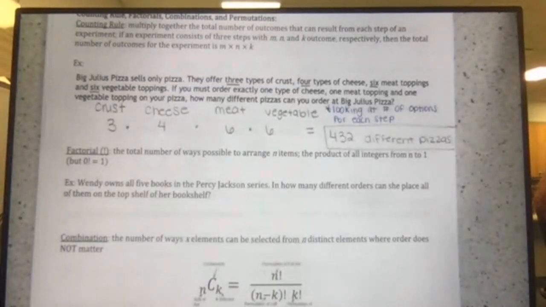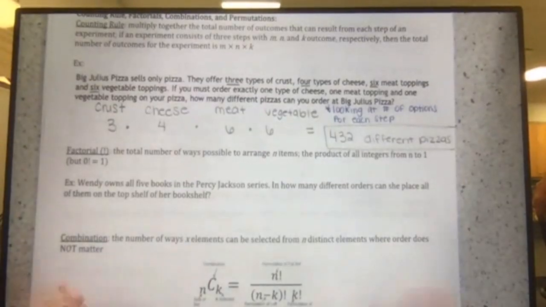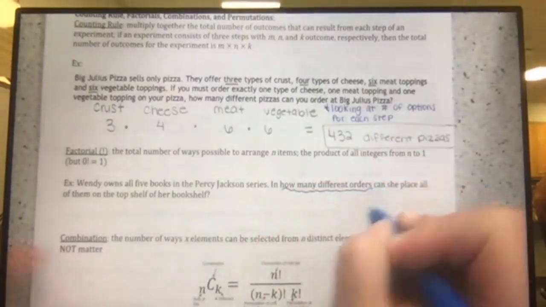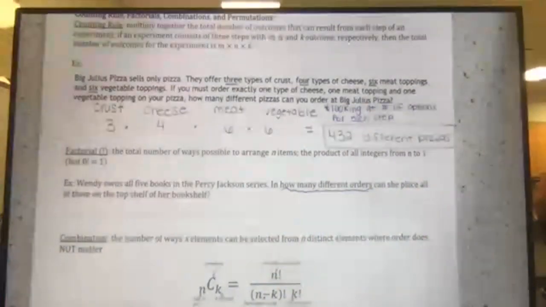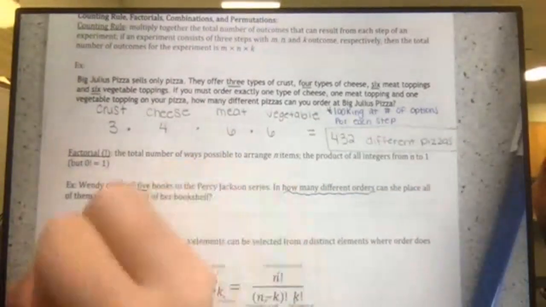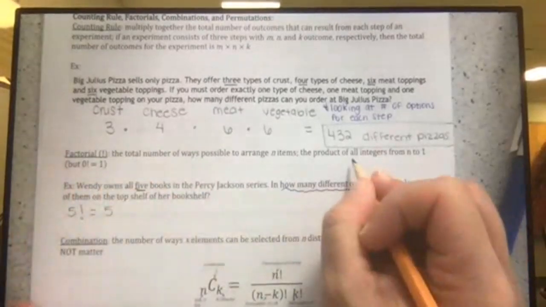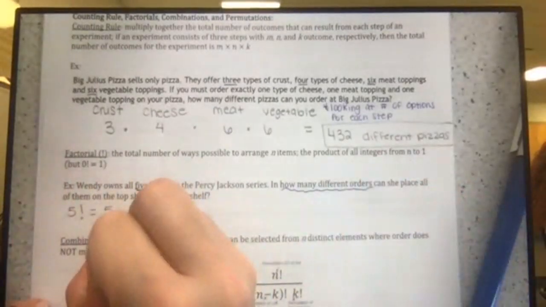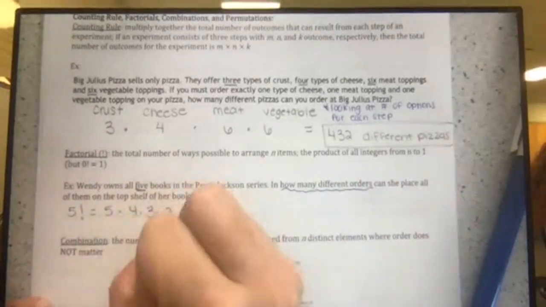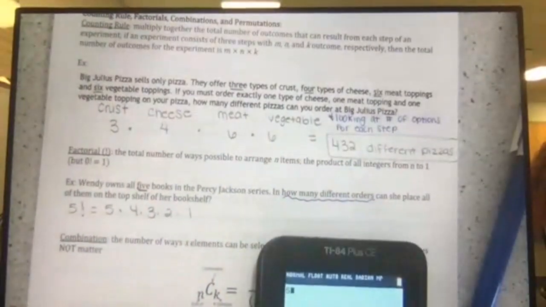So Wendy owns all 5 books of the Percy Jackson series. How many different orders can she place all of them on the top of her bookshelf? So how many different orders is telling me to use factorial. There's 5 of them, so 5 factorial. What that means is multiplying products from 5 down to 1. So 5 times 4 times 3 times 2 times 1, which would give us 120.